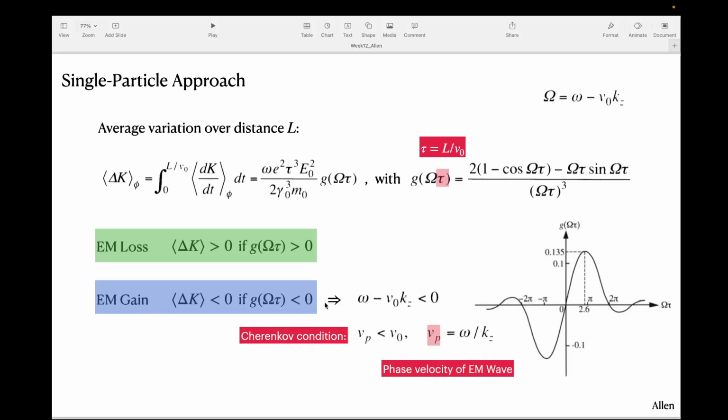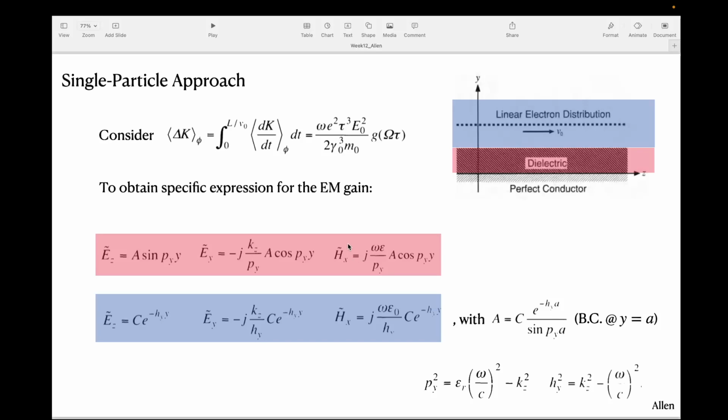And the condition here can also be considered as, as I just mentioned before, the Cherenkov condition, where the drift velocity, of course, needs to be larger than the phase velocity of the EM wave. So now, the next step is we are trying to find the specific expression for the power gain of the EM wave along the z direction of the dielectric coating.